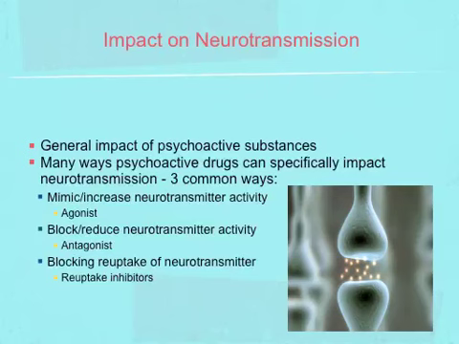Lastly, we want to understand the specific ways psychoactive substances can impact neurotransmitters. While there are many possible ways, there are 3 main ways. The first is to mimic or increase neurotransmitter activity, which is described as being an agonist. Heroin, morphine, as well as nicotine are considered agonists. The second way is to block or reduce neurotransmitter activity, which is being an antagonist. An example of this would be naloxone, which is used to treat opiate overdose. The final way is what we refer to as a reuptake inhibitor.